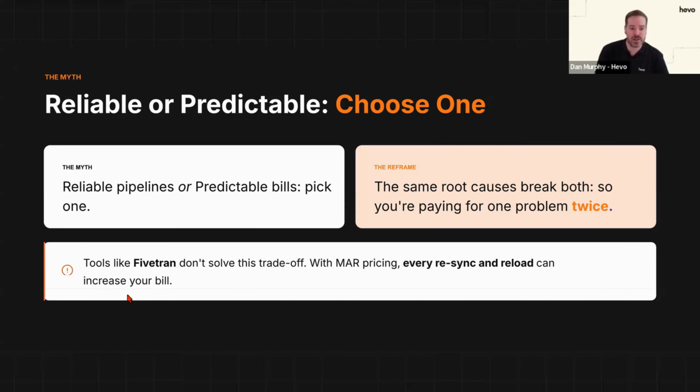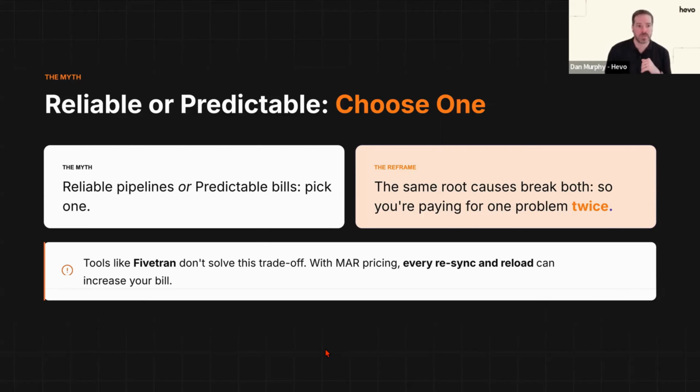So it's still reliable. Or I have predictable, right? Where I know exactly what my price is going to be because I am limiting the product so much to do only exactly what I want that as the product changes, it doesn't adopt those changes, but I always know my pricing because I know exactly what I'm bringing over, right? So when you look at some of our competitors like Fivetran, MAR pricing really affects how that works and the issues that you have.